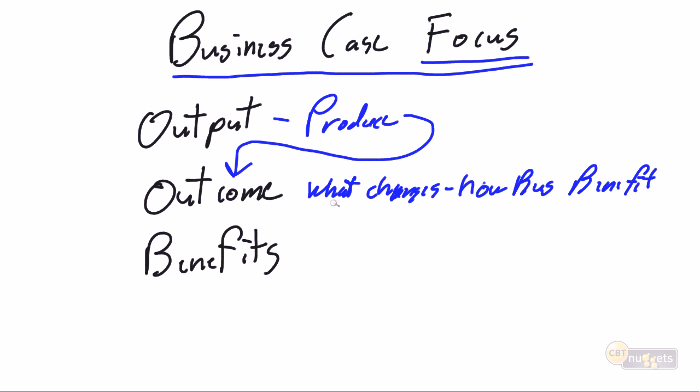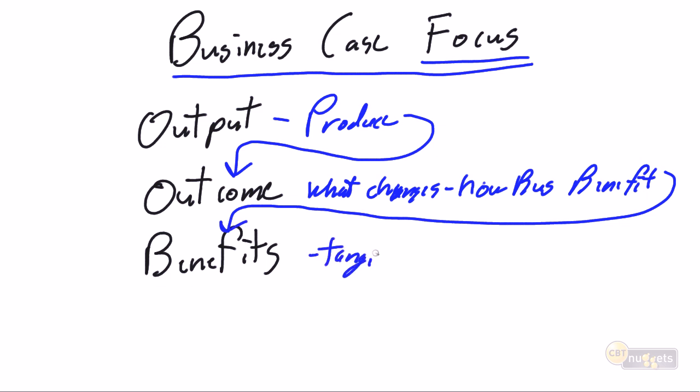And once we understand what the outcome is, what changes, how the business benefits, that's going to help us truly document the benefits. And this is the tangible benefits of the project. So again, often when we're producing our business case, we get so caught up in the output. This is what we're going to produce.